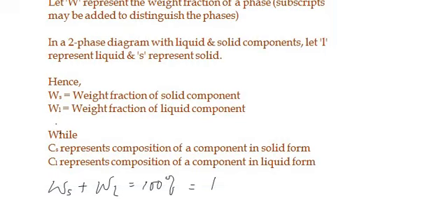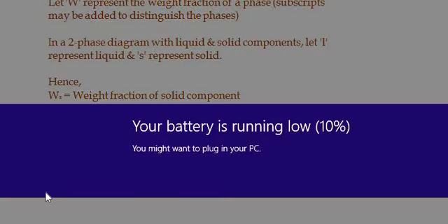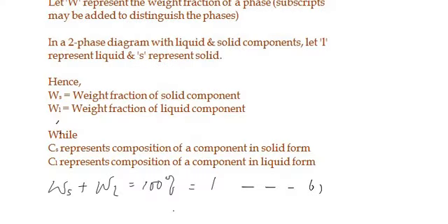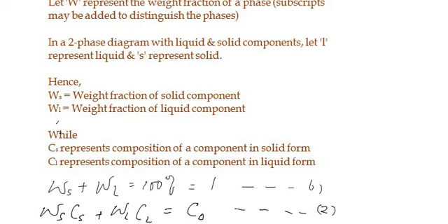We can take this as our first equation, equation 1. Then our second equation is based on the conservation of mass, where we have WS CS plus WL CL equal to our initial concentration, C0. So this is our second equation. Remember that the values of C0, CL, and CS can be found from our graph.